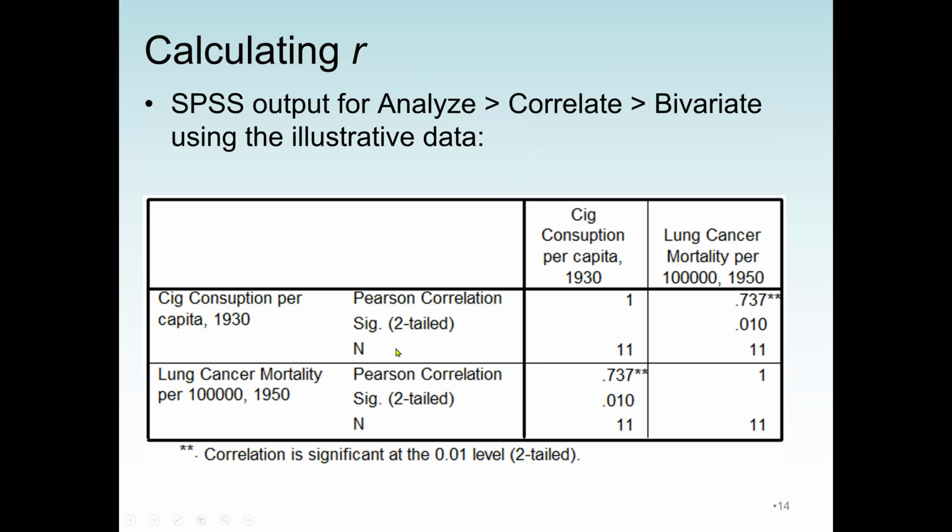We can see the cigarette consumption. We have the sample size 11. The lung cancer also is 11. Per capita, we have 1 and 0.737. This will be our R value, which we find here. PSA correlation, 0.737. And for lung cancer, the PSA correlation should be the same. We are using the same sample size. So to use SPSS, we click on Analyze, Correlate, Bivariate. Then we follow the steps from there.